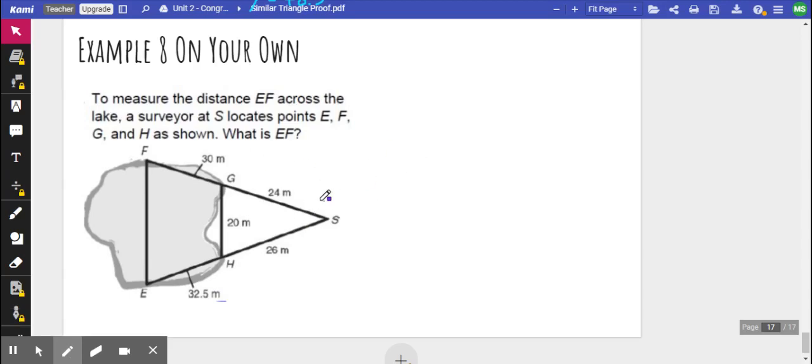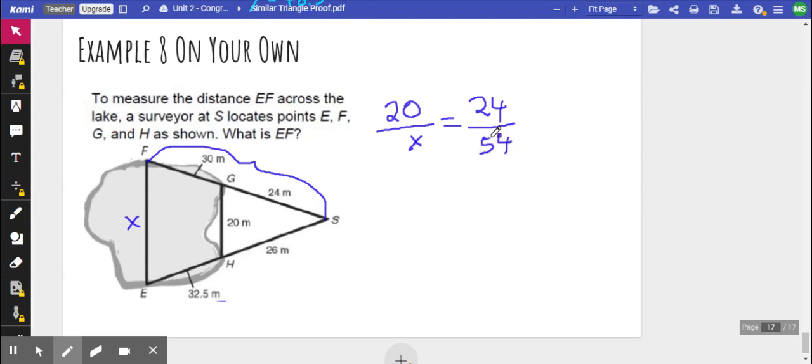So we want to find EF, and we're going to mark that with X. We're going to compare 20 from the small triangle to X on the big triangle at the bottom. Then we could pick 24 on the small triangle and compare that to 24 plus 30 for this whole length right here. So 24 plus 30 is 54.